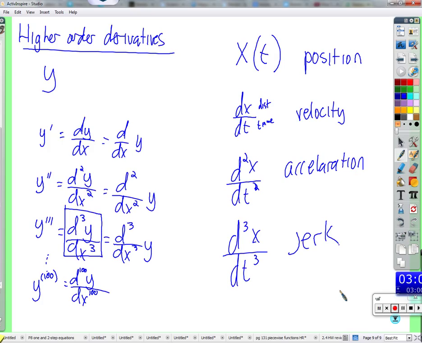But what I want you to see in your mind is, when we talk about a particular function and its first derivative, that's how much it's changing, usually with respect to time or maybe with respect to x. When you take the derivative, that's how fast it's changing.